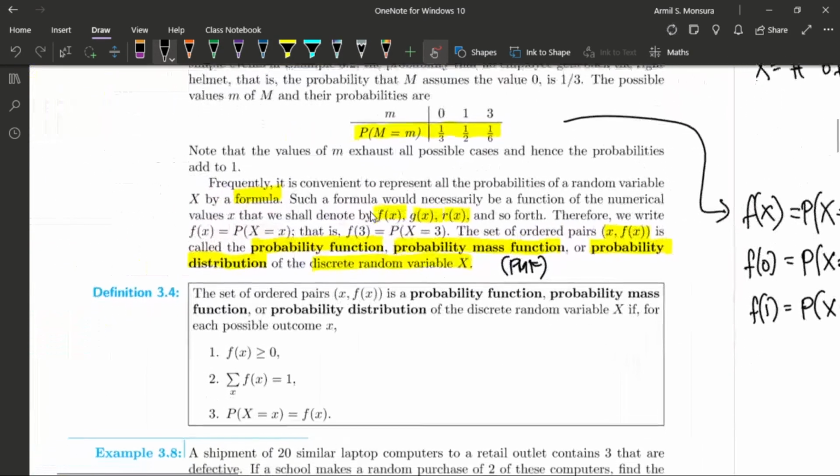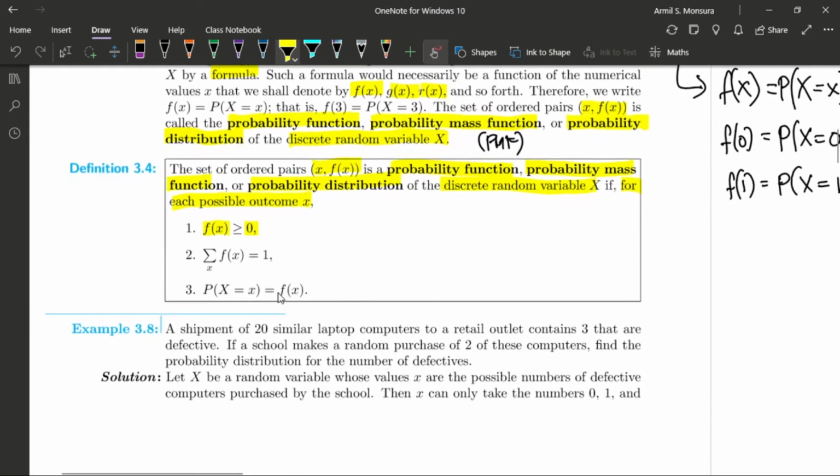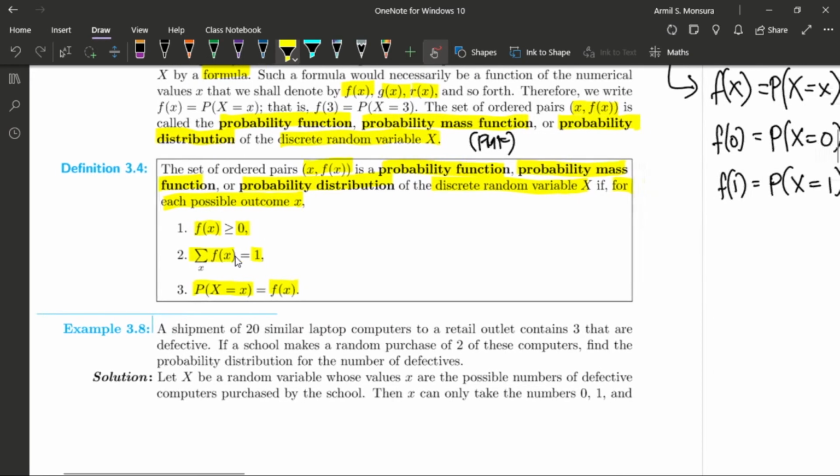So we define now this set of ordered pairs as the probability function, probability mass function, or probability distribution of the discrete random variable x if for each possible outcome x, the value of your function is positive, meaning it's probability, so that should be positive. The sum of the values of your function is 1, pinakita natin yan kanina, and that the function value is equal to the probability of your random variable x assuming a value x. So yun, if we are able to write that f of x, that's okay. Pero kung hindi naman, again, we can leave it to be expressed as a table. So, let's have example 3.8 now.